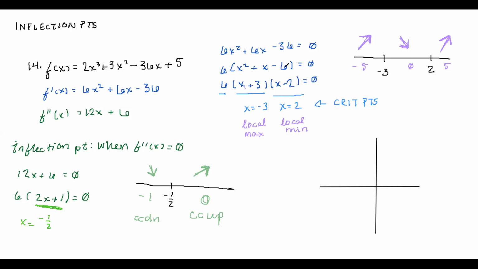I just want to make sure that we can see that here is -3, I have a max here, here is 2, I have a min here, and here at -1/2, I have the inflection point. So you can see the shape is such that I have concave down before, and then after I have concave up. Here's my concave down, here's my concave up, which makes sense because I have a maximum over here and a minimum over here.